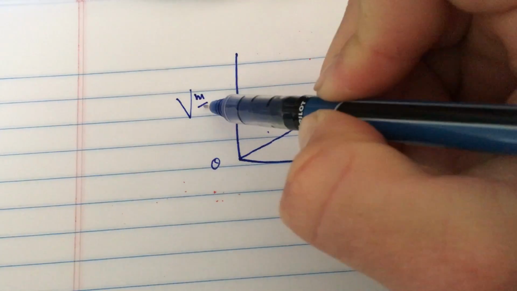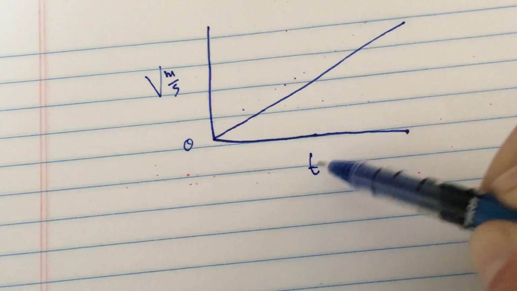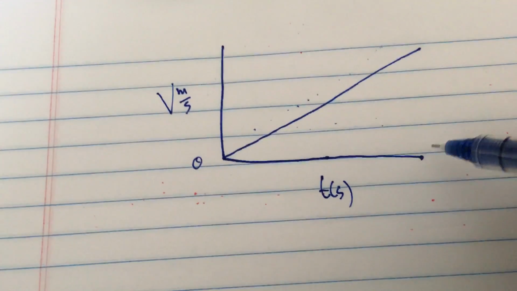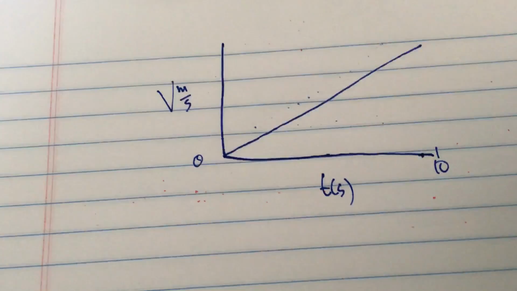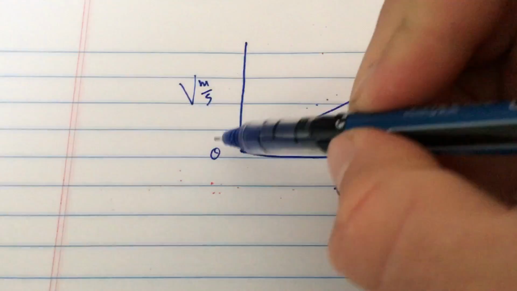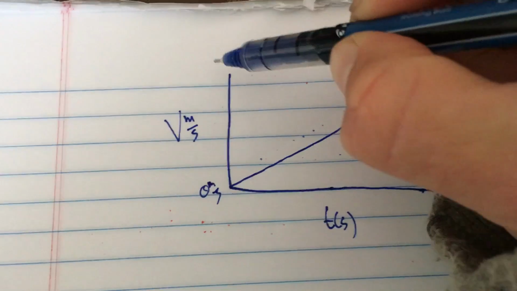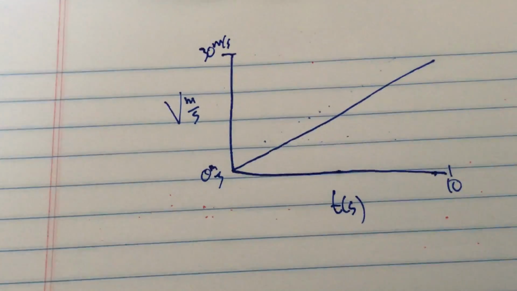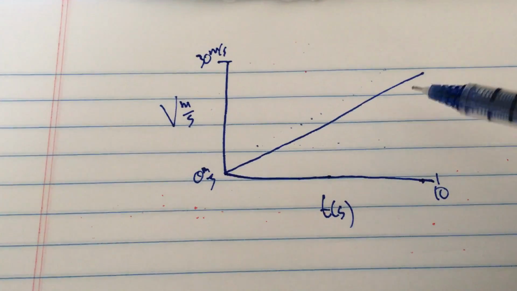Velocity is measured in meters per second. Time is measured in seconds. This object traveled for a total of 10 seconds, how about? And it started at 0 meters per second, and it ended with a final velocity of 30 meters per second. Okay, what is the meaning of the slope of this graph?